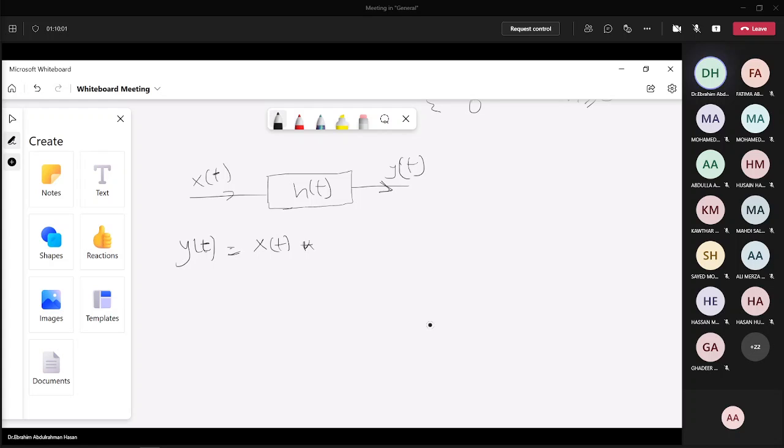Again we use convolution here, h of t. So then it is equal to the integration. We put x of k, so here we put alpha, tau, whatever you want. So x of alpha, h of t minus alpha, d alpha from minus infinity to plus infinity.